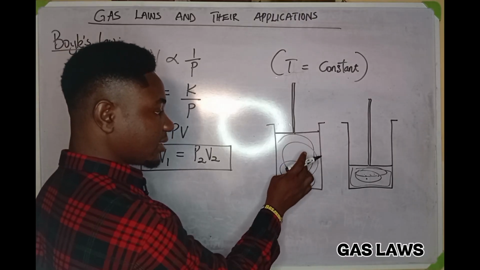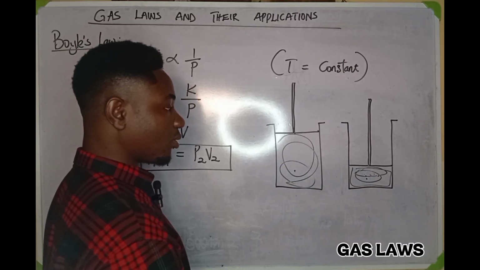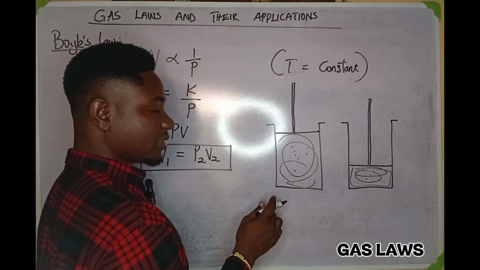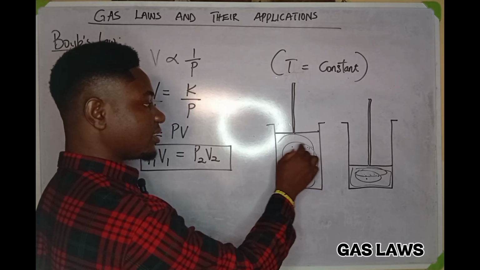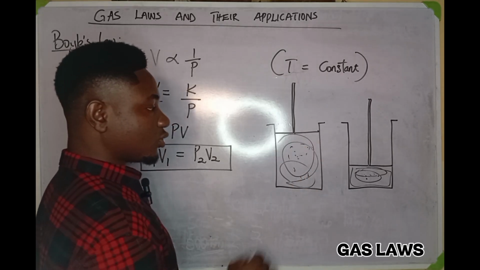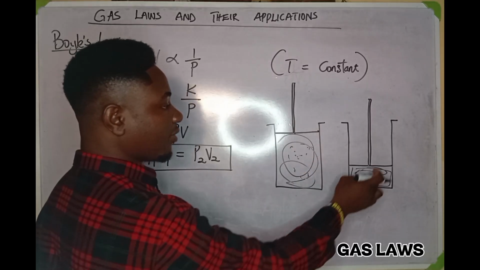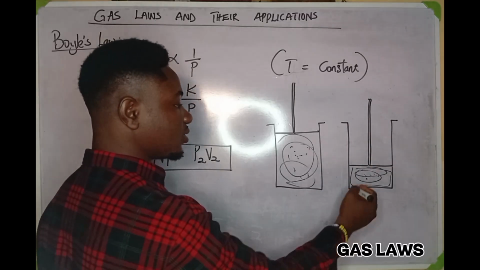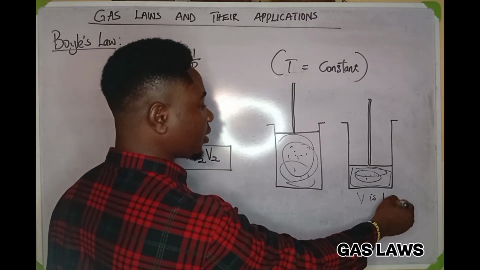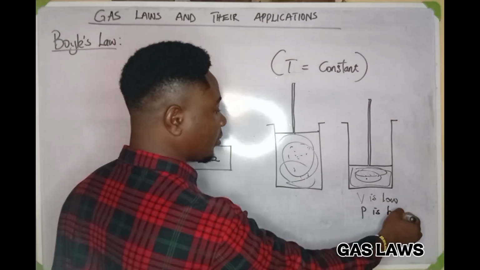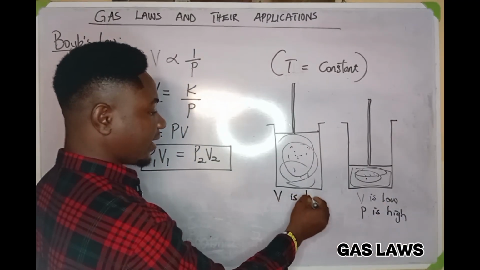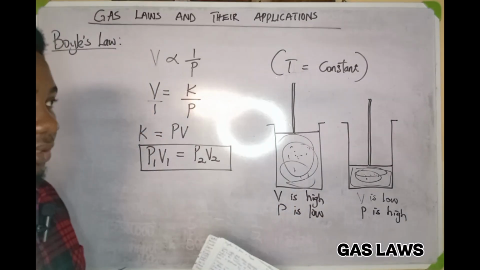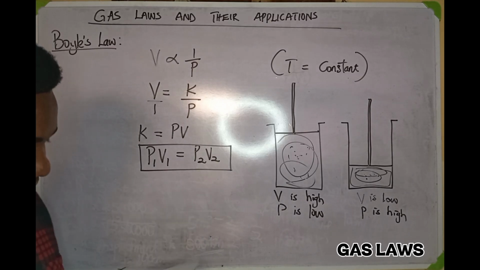But here, remember, the gases here are the same as the gases here, they are equal, none is greater. But here there is more space, so the volume here is great. Are you getting it now? There is large volume here, and because of this large volume, pressure is low. So when volume is high, pressure is low, and when volume is low, pressure is high. So that's Boyle's law. Now quickly, we look at Charles' law.